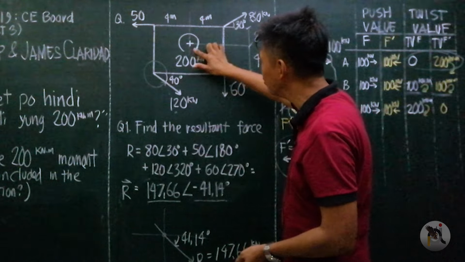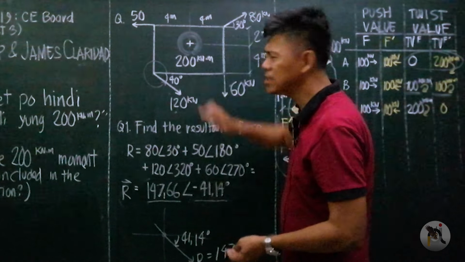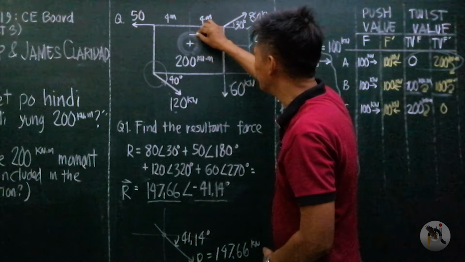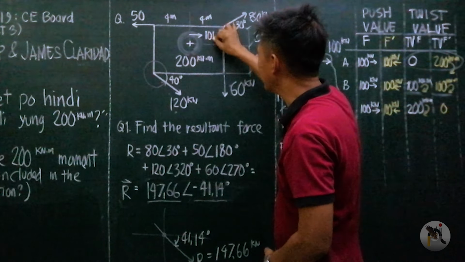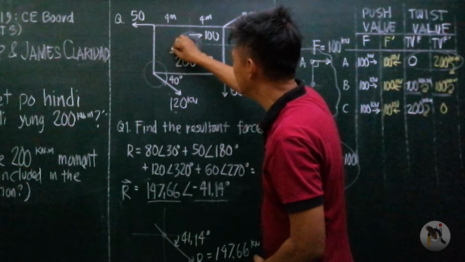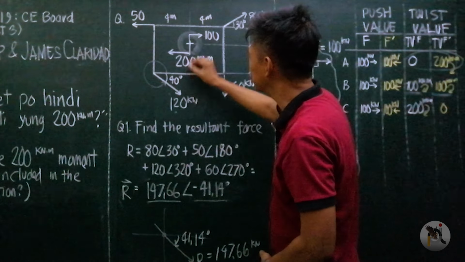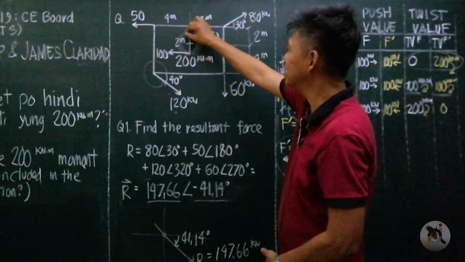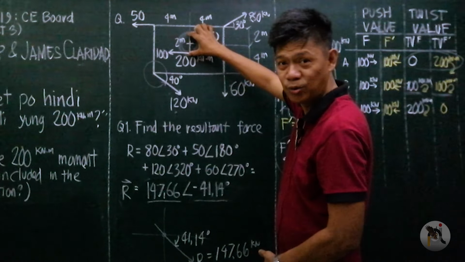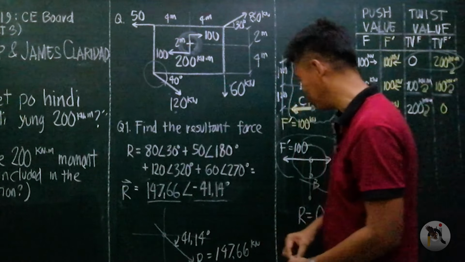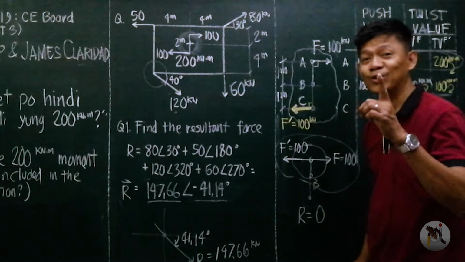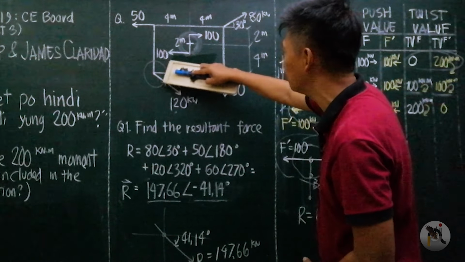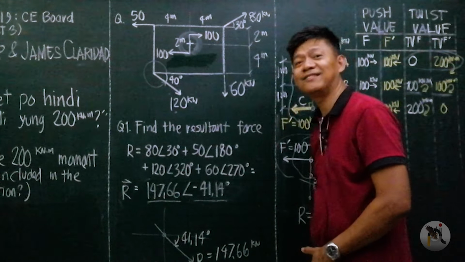This 200 kilonewton meter may simply be taken as two opposite forces, 100, 2 meters apart. Right? So that it is 100 times 2, 200 kilonewton meter twist. So that is the twist value. This will be the equivalent. You get it?